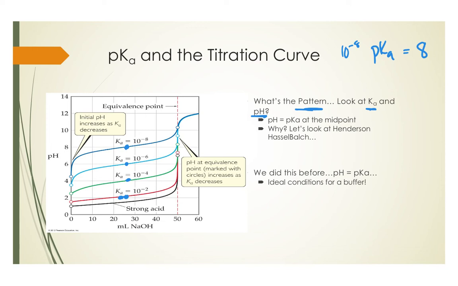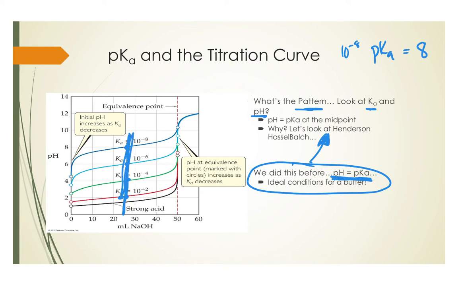And so what you will notice for these is that the pKa is equal to the pH when you get to the midpoint of the shallow part of the titration curve. Okay, we did this before the other day when we were generating the Henderson-Hasselbalch equation. We saw that pH equals pKa when you are at the ideal conditions for a buffer. That happens at that halfway point of our titration curve.